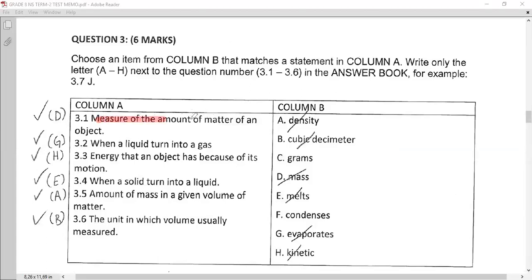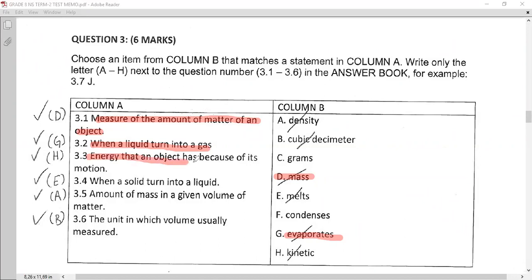A measure of the amount of matter of an object. That's what we discussed when we talked about density. We said density depends on 2 quantities: one is volume, the other one is mass. And the answer is supposed to be mass. 3.1 D, mass. And when a liquid turns into gas, when we talk about phase change, liquid changes into gas, that's what we call evaporation. Is there boiling here? If there is boiling, we might use this, but there is no boiling, so the only option is evaporation. Answer is G, 3.2 G.